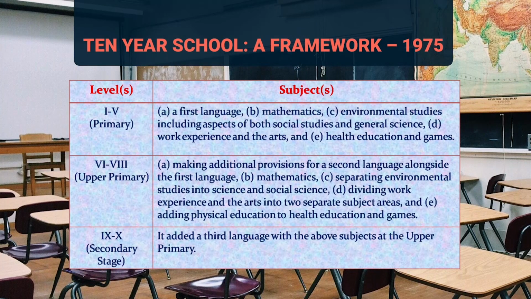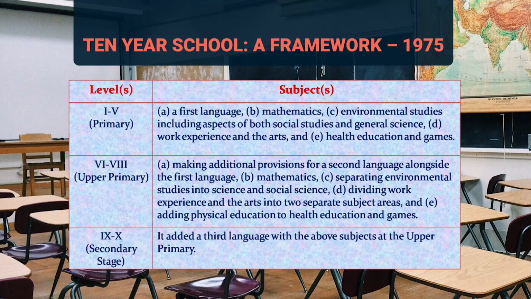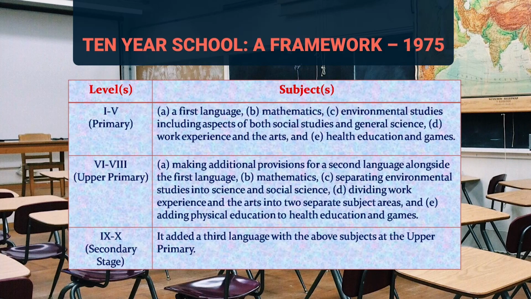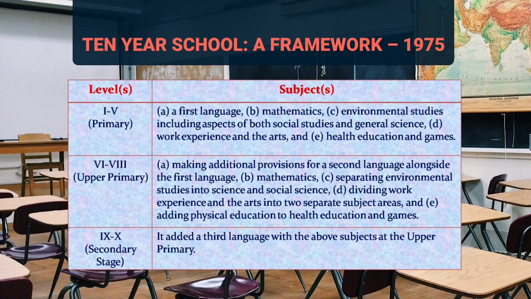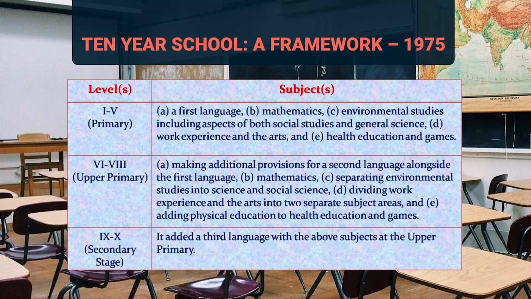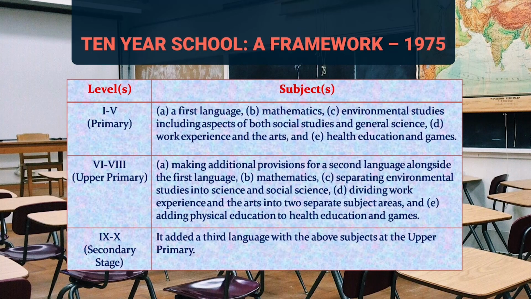In primary level, that includes class 1 to 5, upper primary includes class 6 to 8, then secondary stage that includes class 9th and class 10th. Specifically, the subjects included in the primary level of school education are a first language, then mathematics, then environmental studies including aspects of both social studies and general science, then work experience and the arts, and further health and health education and games.